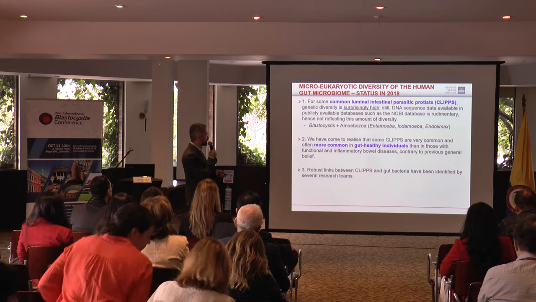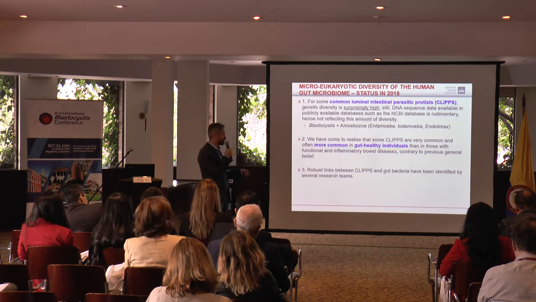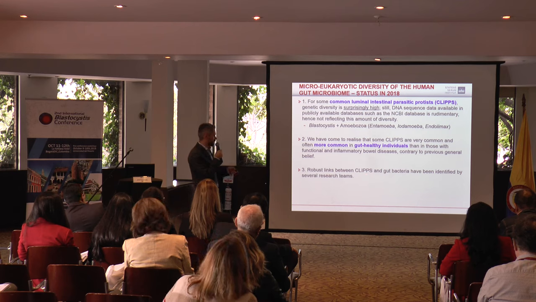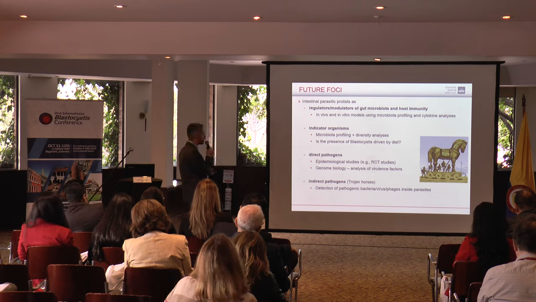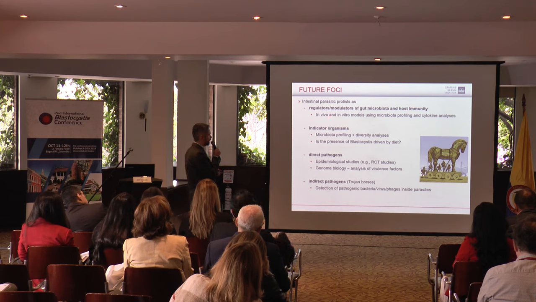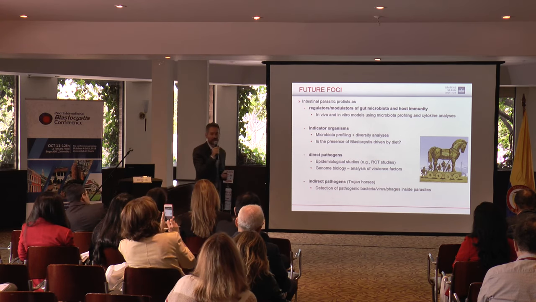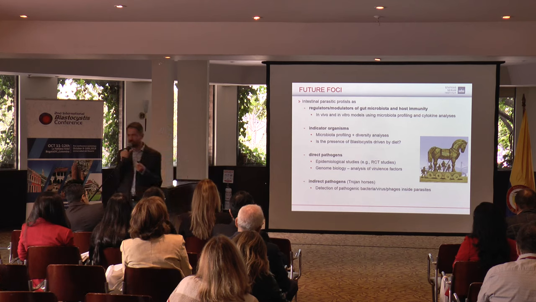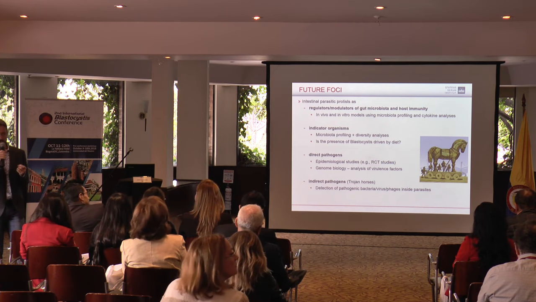Okay, we have also come to realize that some clips are very common and often more common in gut-healthy individuals than in those with functional and inflammatory bowel disease, contrary to previous general belief. And thirdly, we have identified robust links between clips and gut bacteria, and this includes Blastocystis as well. So we should try to contemplate intestinal parasitic protists as regulators or modulators of gut microbiota and host immunity, maybe even. We should try and learn to see them as indicator organisms. Of course, we should also try and find out whether they can actually be directly involved in pathogenesis. But we need randomized controlled treatment studies also to see what happens when you eradicate Blastocystis from the gut. But then you are in trouble, because what drug would you use?